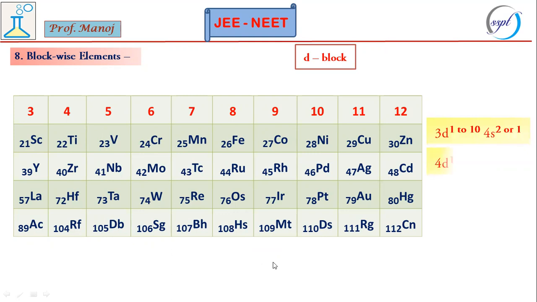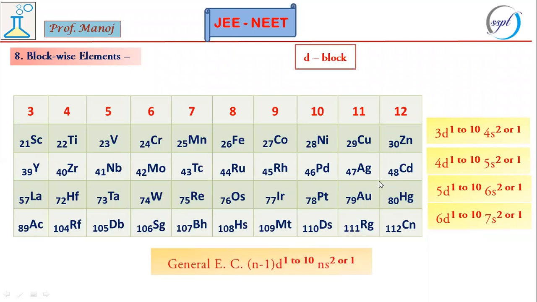Their outermost configurations you can see. Perhaps you will understand, I have written this 2 or 1 because of chromium and copper kind of things. This is going to happen everywhere in the rest of the block too. So their general configuration can be written this way. I hope everyone understands what ns and (n-1) are. Like here, the 4th is n, and 4 minus 1 is the 3 here. The d orbital number is always one less than the s orbital number.